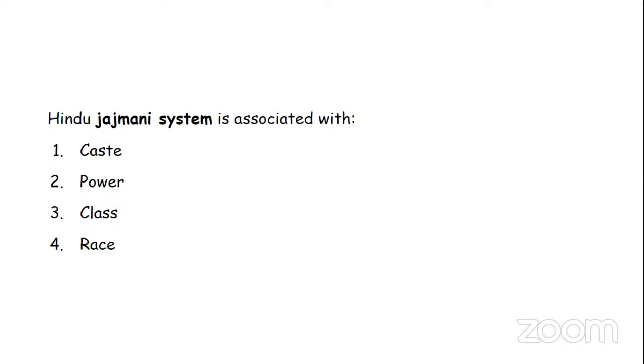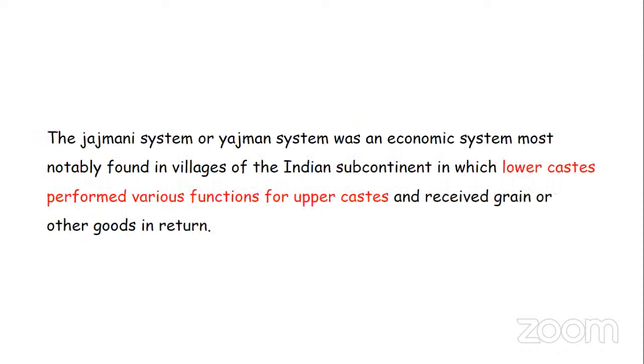Okay, let's check the answer. The right answer is option 1, caste. The Jajmani system or Yajman system was an economic system most notably found in villages of the Indian subcontinent in which lower castes performed various functions for upper castes and received grain or other goods in return. So here it is clear that it was a system based on caste, lower caste and upper caste.